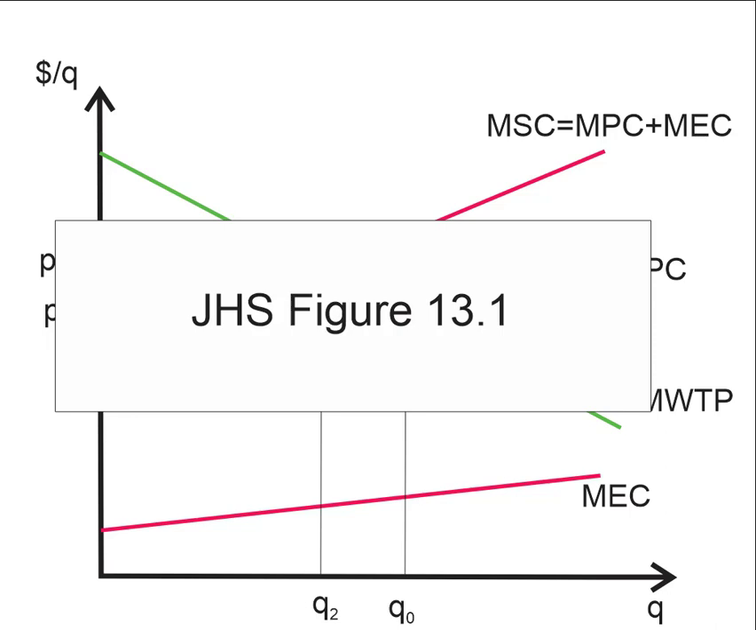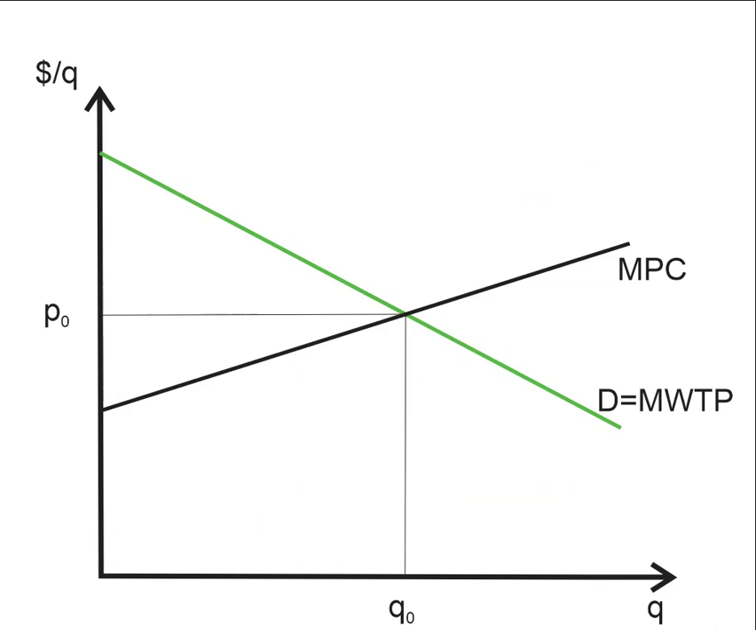In this video, I'm going to quickly walk through Hewitt and Smith figure 13.1, which presents some very basic economics of an externality. In this figure, we're going to start with a simple supply and demand relationship. The demand curve is equal to the marginal willingness to pay, that is, the marginal benefit of each unit of the good Q to the consumers in the economy.